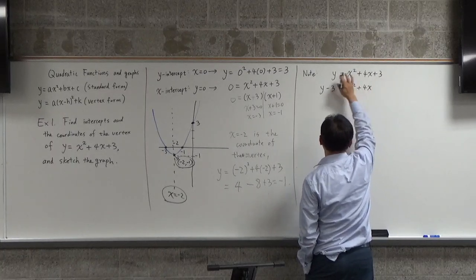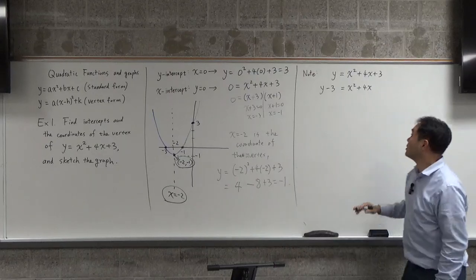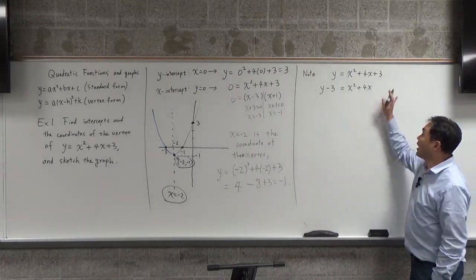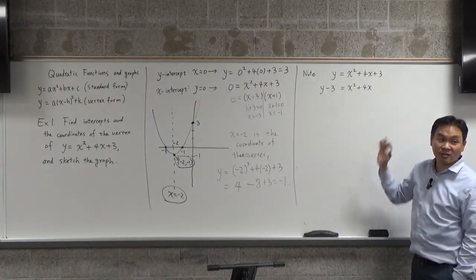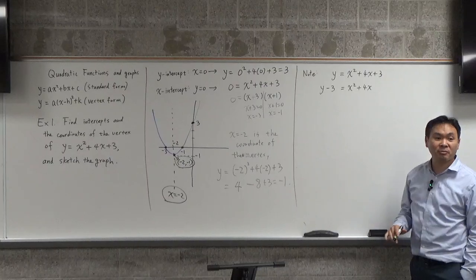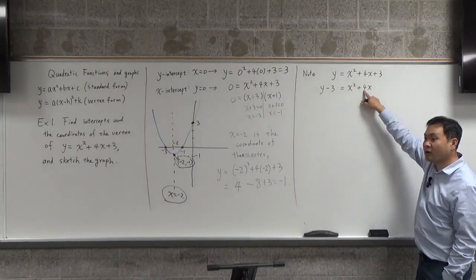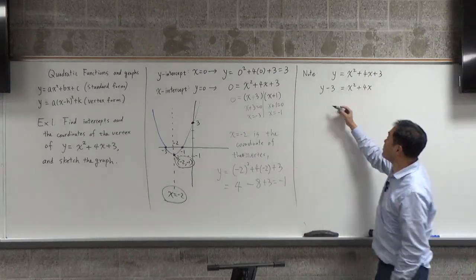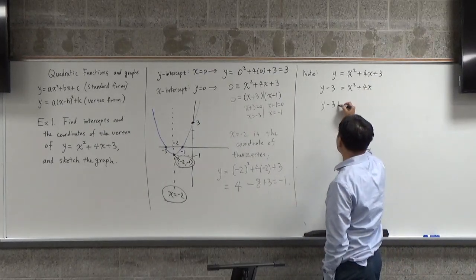If you have y minus 3 equals x squared plus 4x, I first move the 3 to the other side. And now you have x squared plus 4x, right? What should I add to both sides so that the right side is completed as a square? 4. Where do you get 4 from? Half of 4, which is 2. You square the 2, you get 4. So you're adding 4 to both sides.